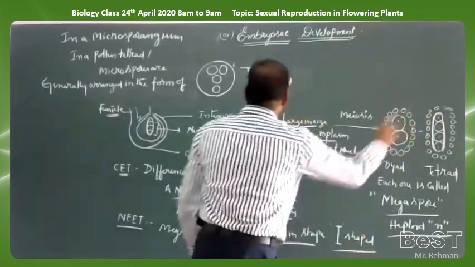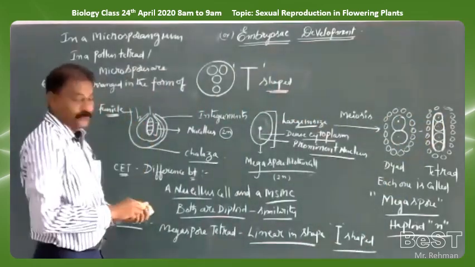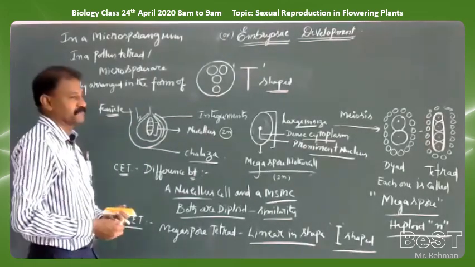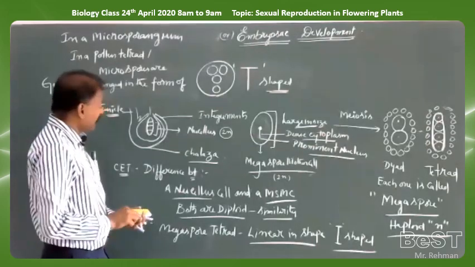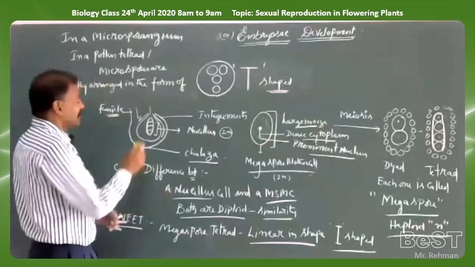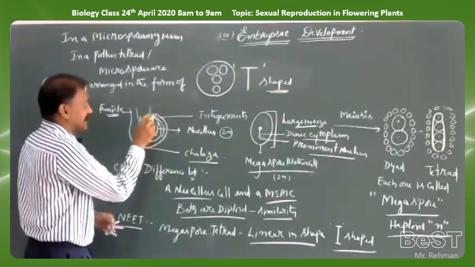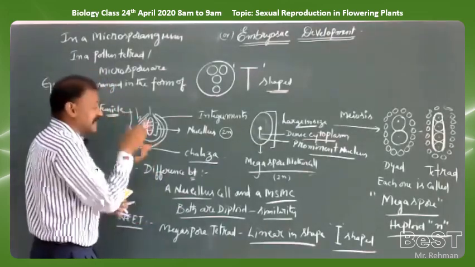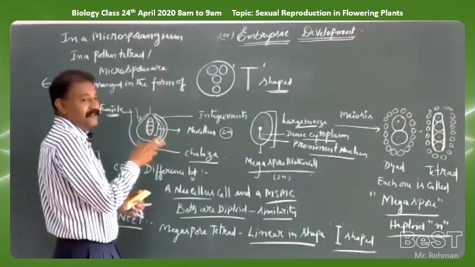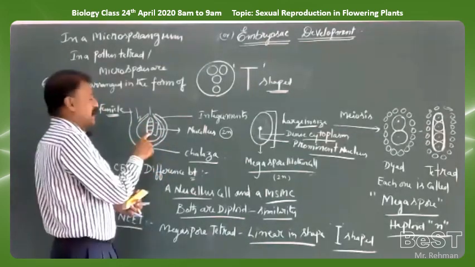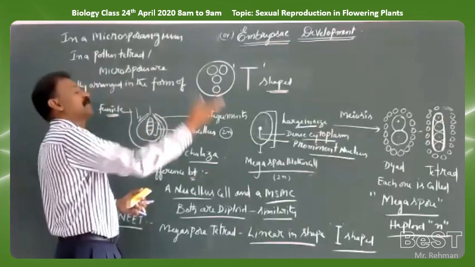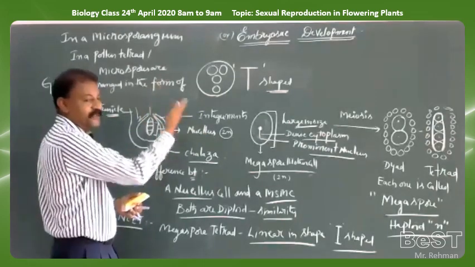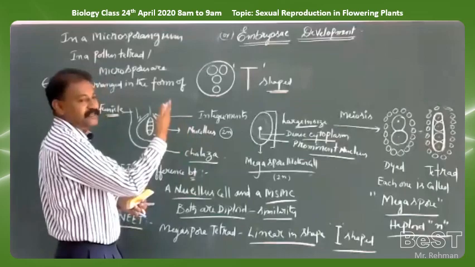Now, there are 4 megaspores in an ovule. Out of these 4 megaspores, only 1 megaspore remains functional. The remaining 3 degenerate, disintegrate, disappear. This is a type of development of the embryo sac with a single megaspore, that is the functional megaspore. In some other forms, 2 megaspores are functional, in some other 3, in some other 4 megaspores are functional. Bisporic, trisporic, tetrasporic embryo sac.